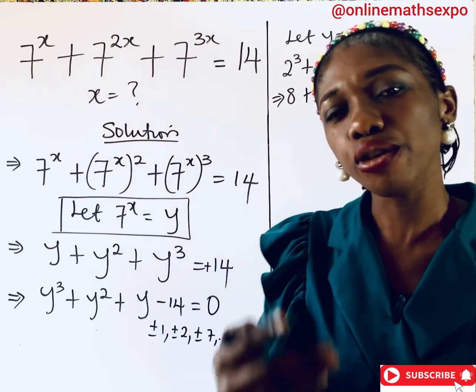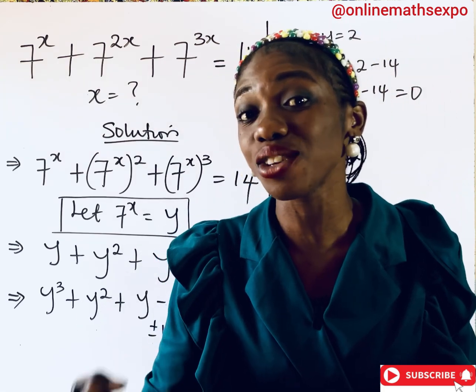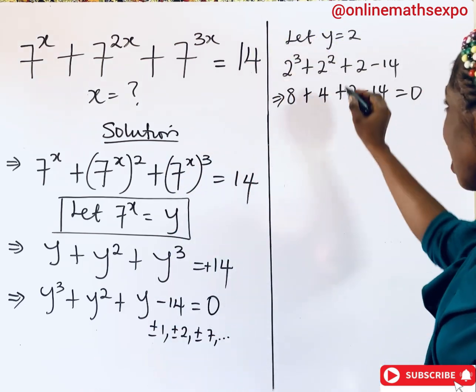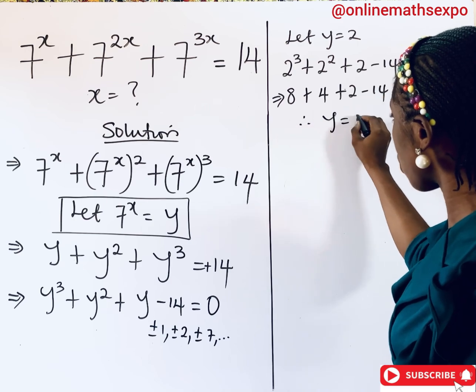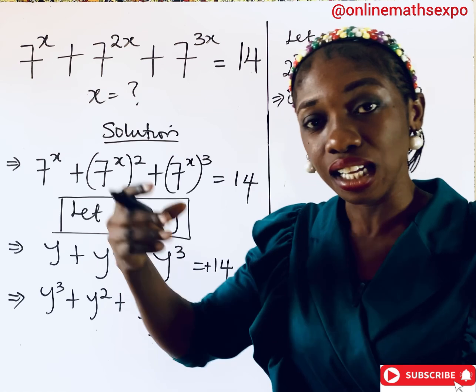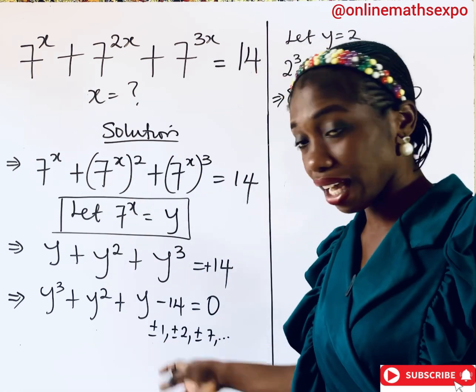But remember, for it to be cubic, it means you are to get 3 values of y. But we've only succeeded in getting y equal to 2 as one of the solutions. So let's get the remaining solutions to this particular equation.